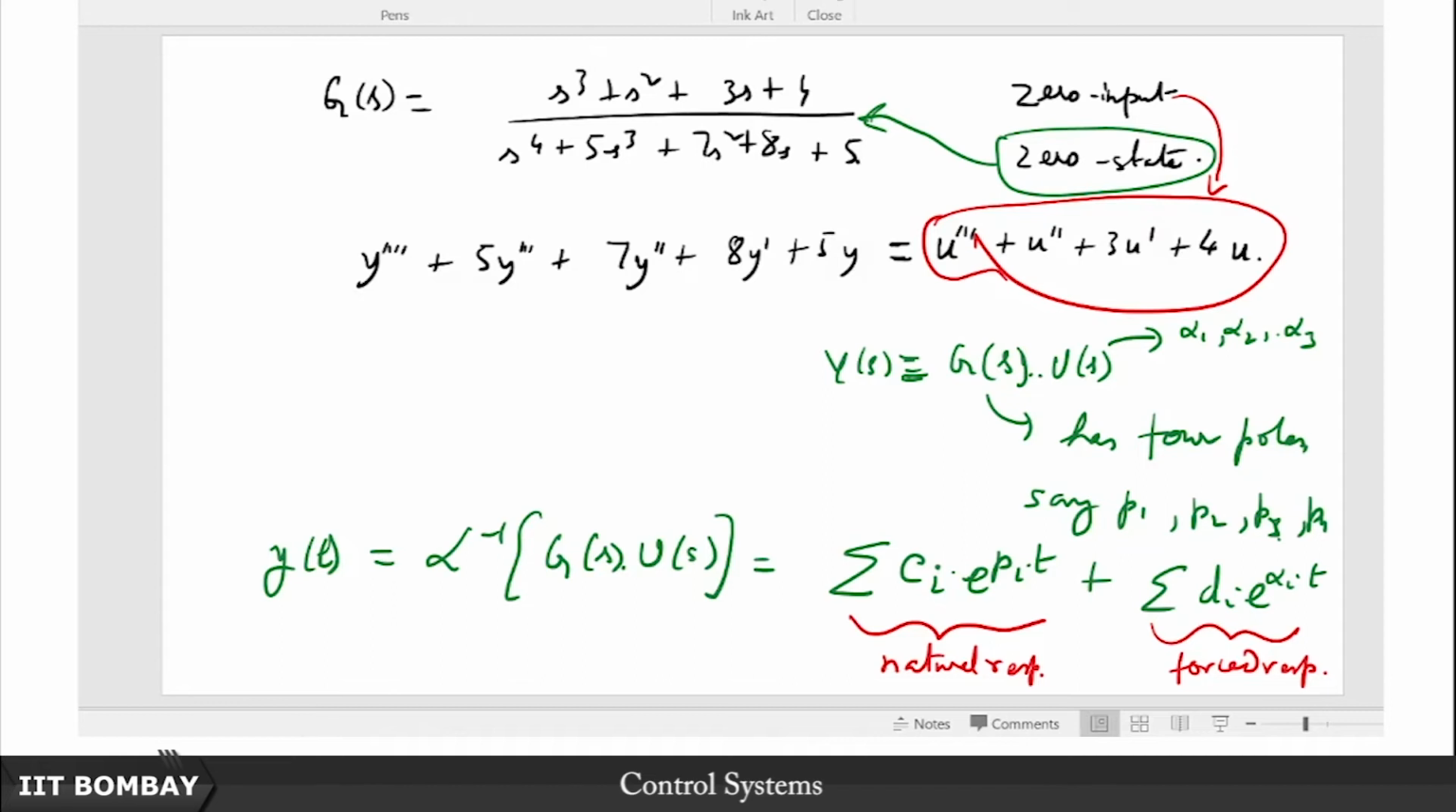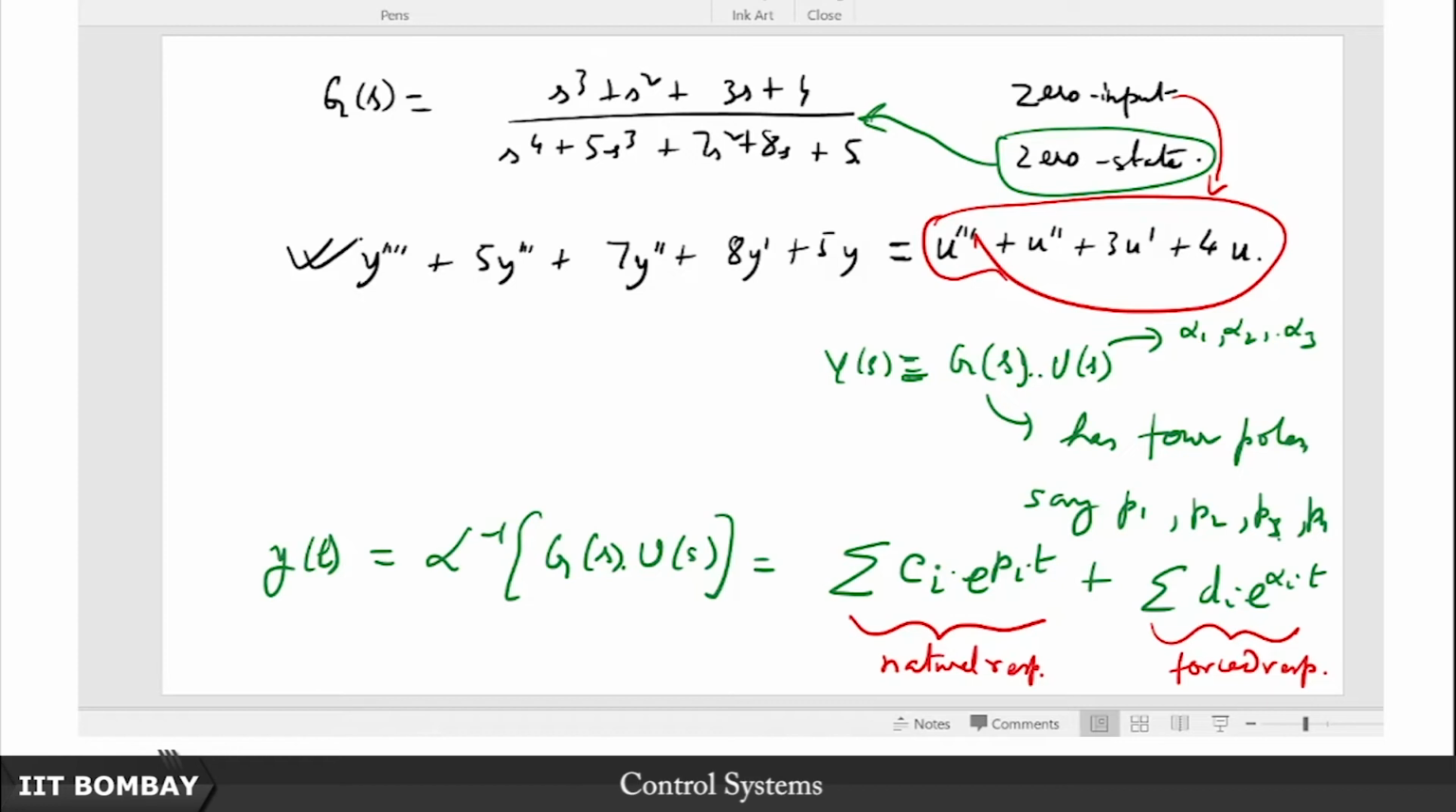There is a difference. Why does this difference arise? In a question, for example, in an exam or wherever, people might ask you, solve for this differential equation that is given to you. For example, let us say a differential equation like this, and then decouple the zero input response and the zero state response, okay? So we have already seen how to do that. Another question could be, solve for this differential equation and decouple the natural response and the forced response.